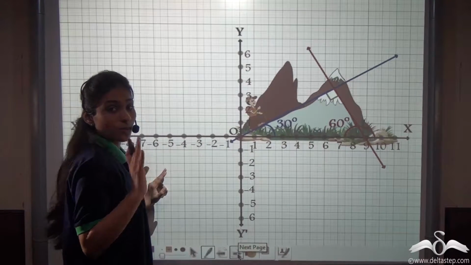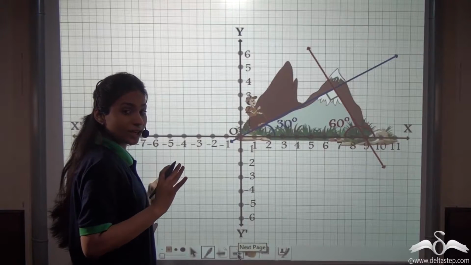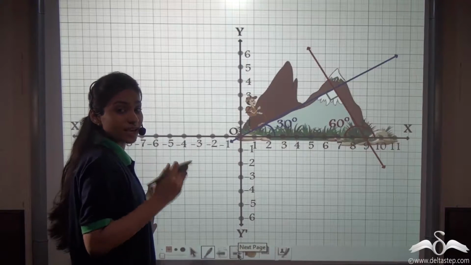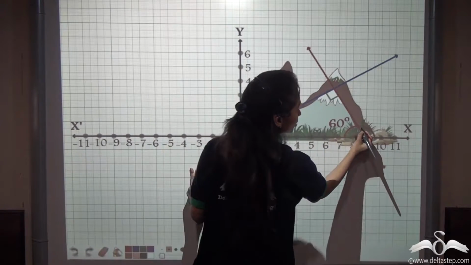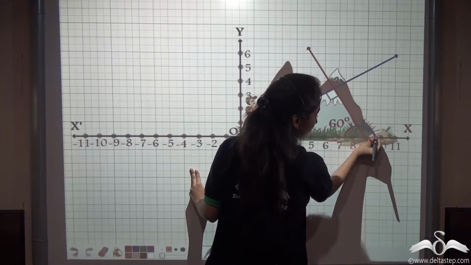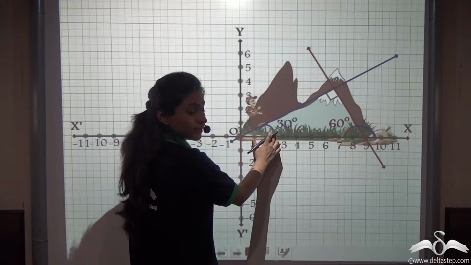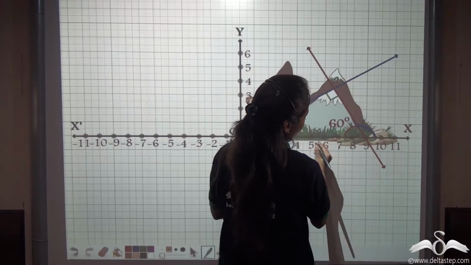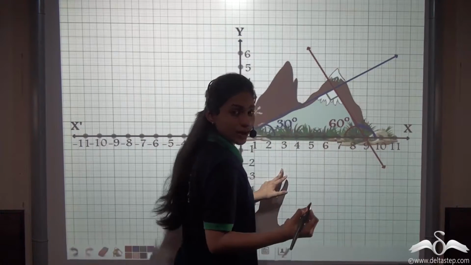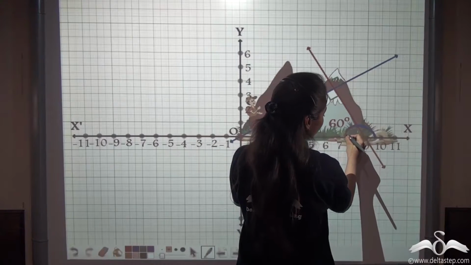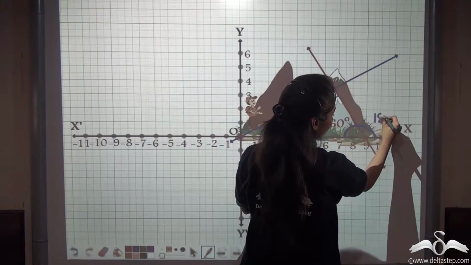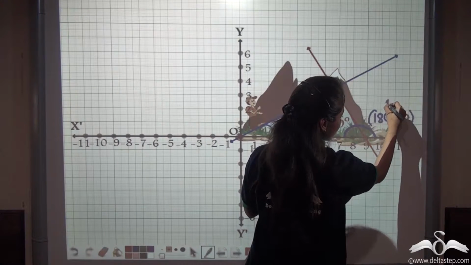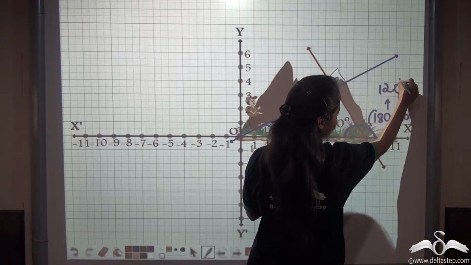But for slopes, what do we need? We need the angle of inclination, but angle of inclination is always formed with the positive side of the x-axis. So we actually need this angle to solve our sum. We know that this is 30, we know that this is 60. How can we find out this angle? Well, the x-axis is a straight line. So if this is 60 degrees, we can say that this is 180 minus 60, or we can say that this is 120 degrees.